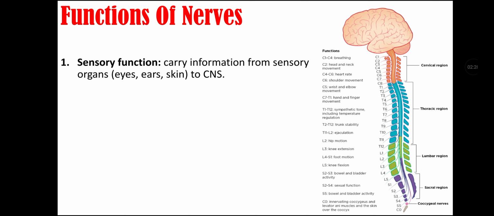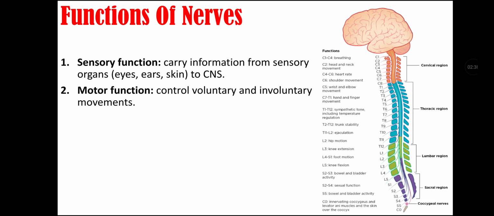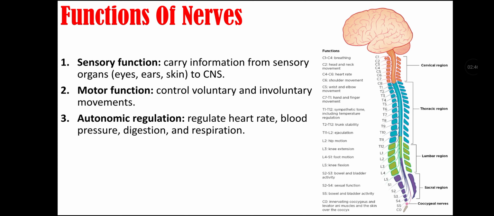Functions of nerve. First is sensory function, as these nerves carry information from sensory organs like eyes, ears or skin to the CNS or central nervous system. Second function of nerve is motor function, as they control voluntary and involuntary movements. Third function is autonomic regulation, as these nerves regulate heart rate, blood pressure, digestion and respiration.